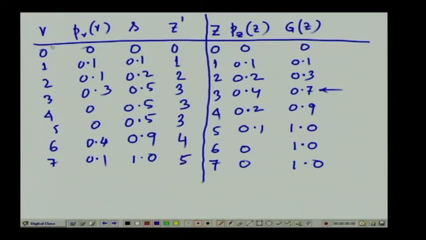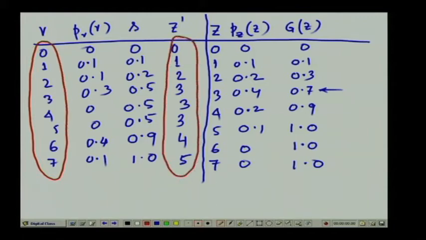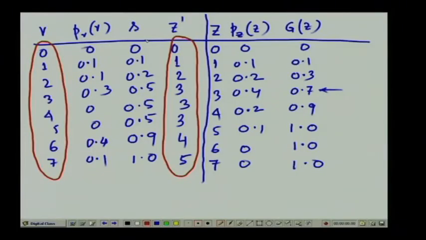So, these two columns, the first column of R and the column of Z prime, these two columns give us the mapping between an intensity level and the corresponding processed image intensity level when I go for this histogram equalization, histogram matching.